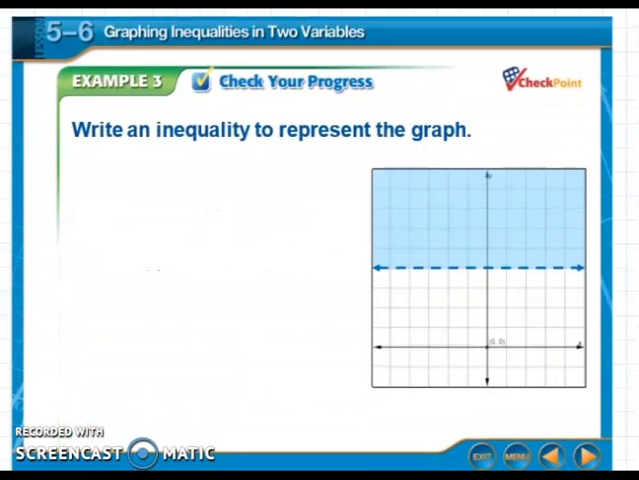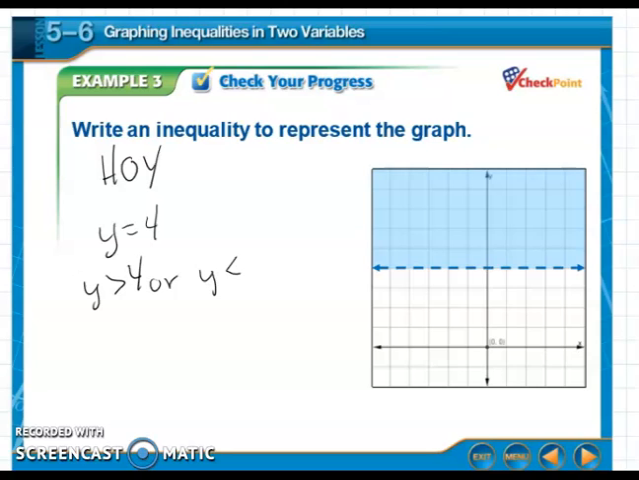So this one again, Hoy-Vux. This is the Hoy part, horizontal 0 slope y equals. This is y equals 1, 2, 3, 4. This is going to be y is greater than or y is less than 4. So we have to figure out which one is true. So there's our test point, 0, 0. So is 0 greater than 4, or is 0 less than 4? And this is the one. So y is less than 4 is the inequality.